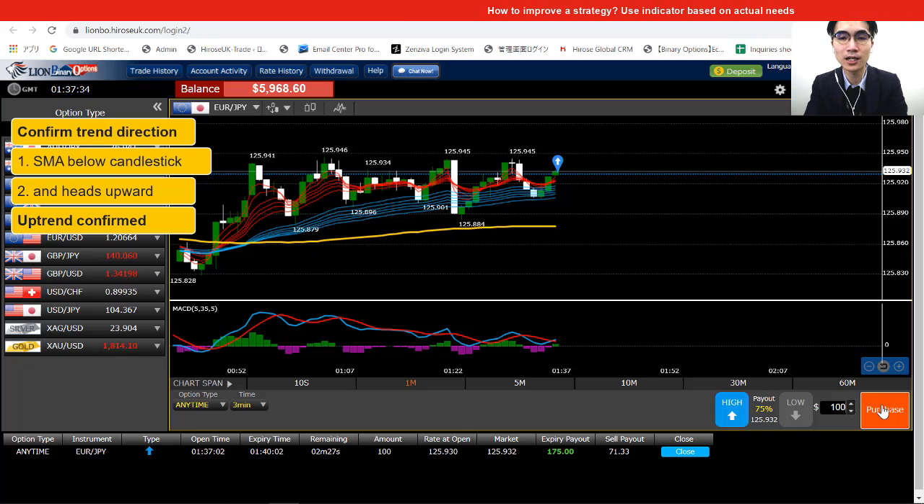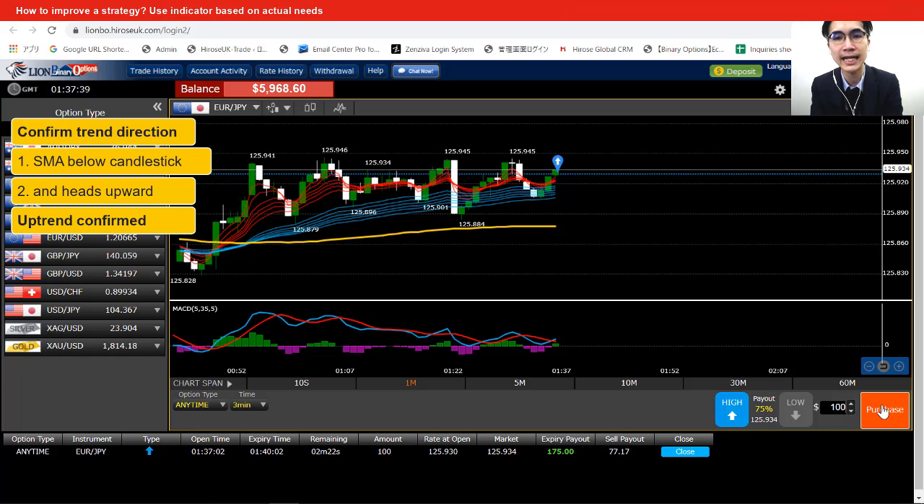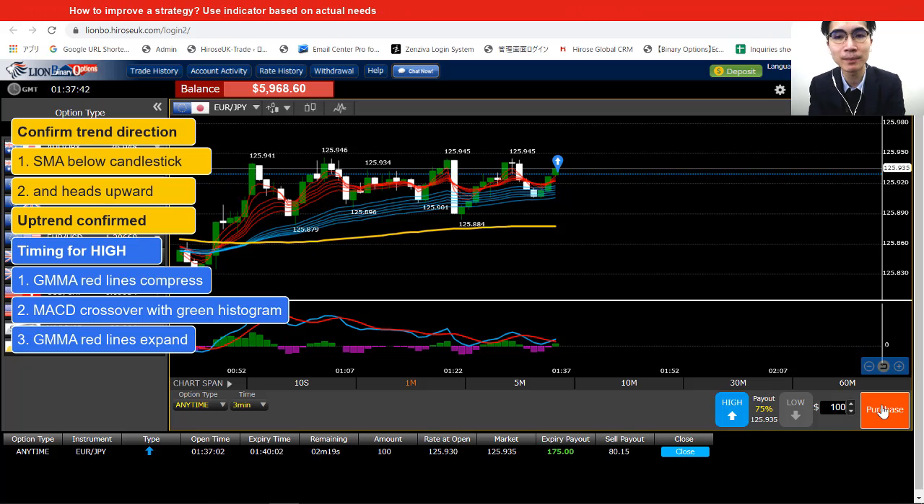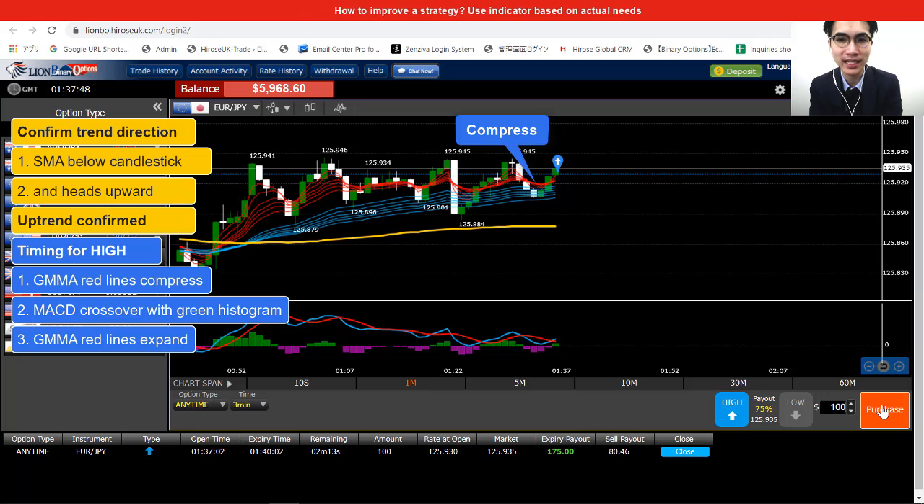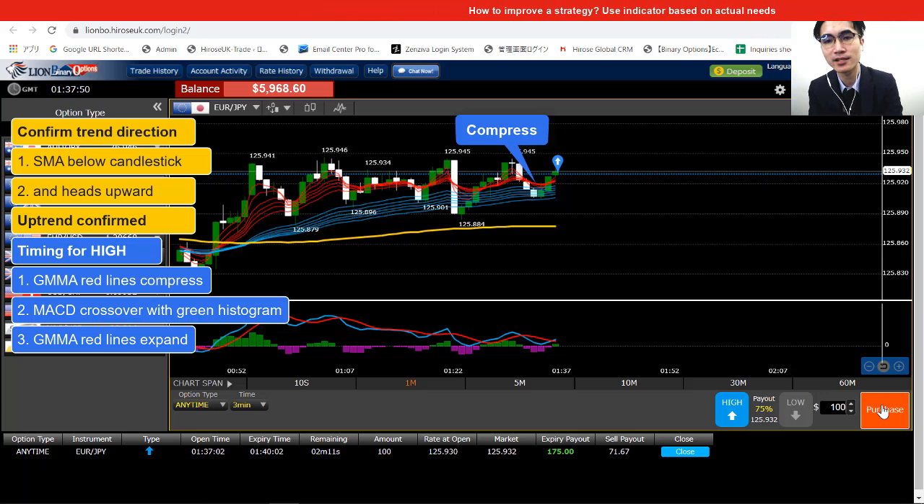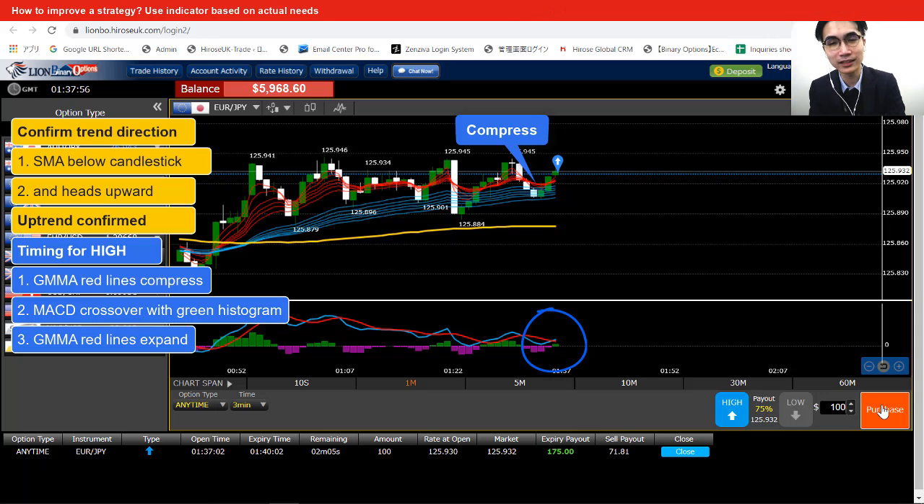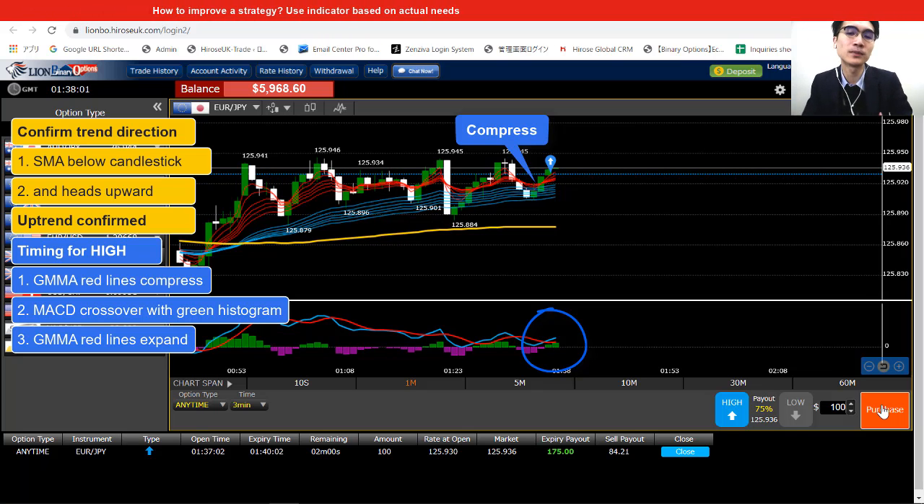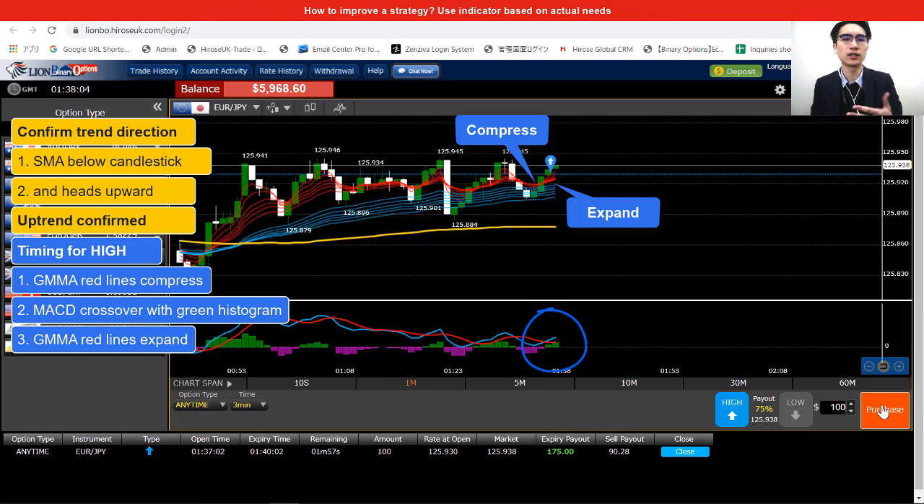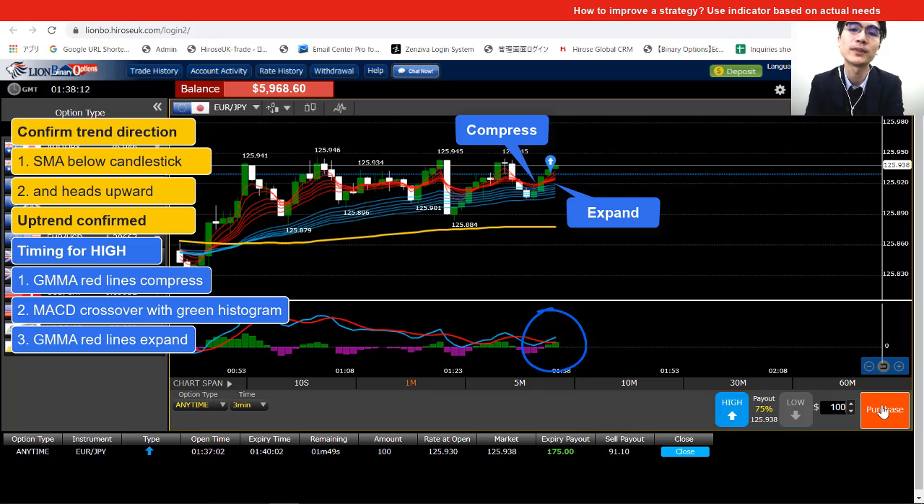So now when it comes to the timing to open options, first I will be looking at the GMMA. You see that the red lines are compressing, and when it starts to compress, I will look at the MACD. When the MACD crossover gives me a green histogram, that's the moment when the GMMA should expand. So when all these criteria are met, I will open a high option.